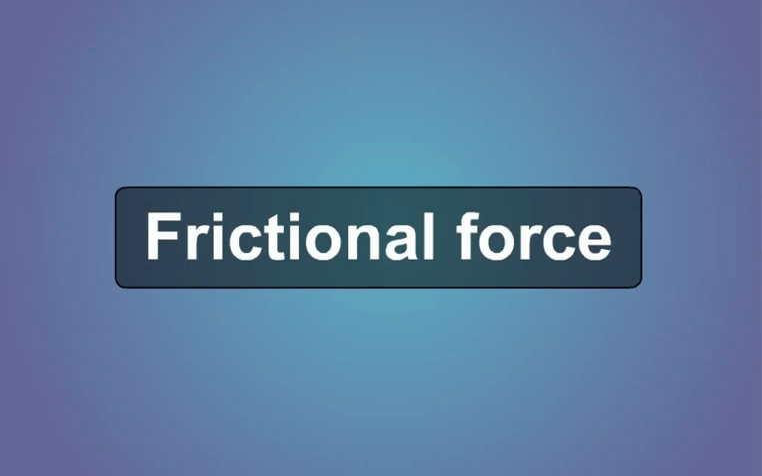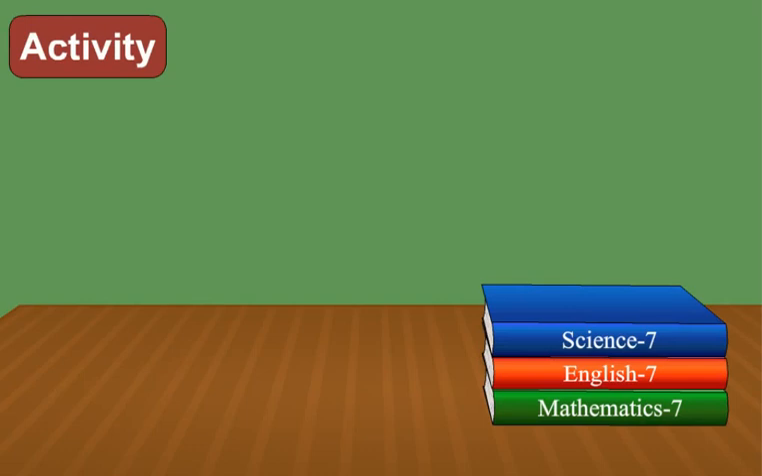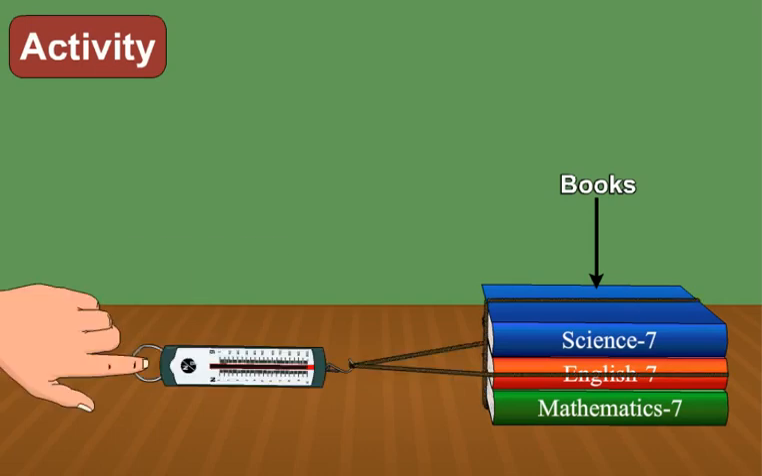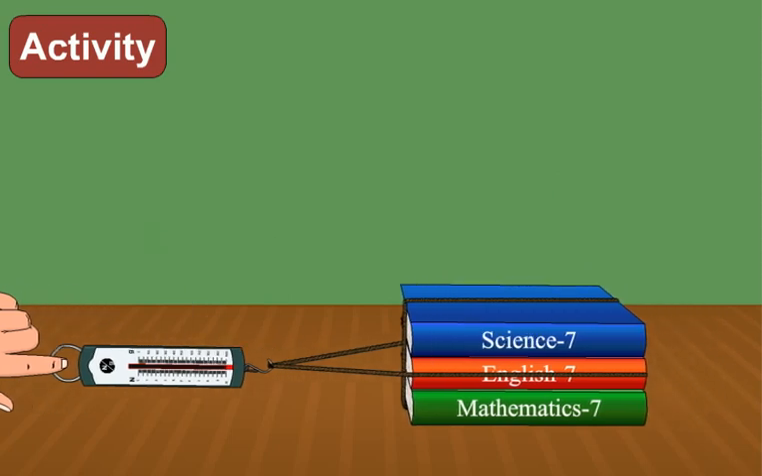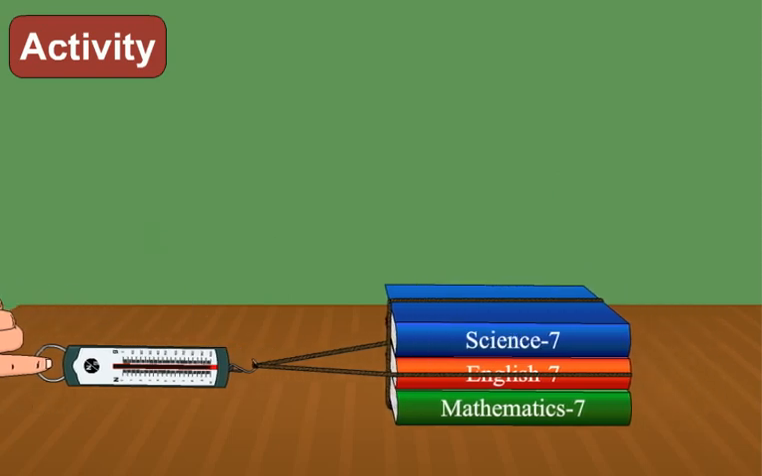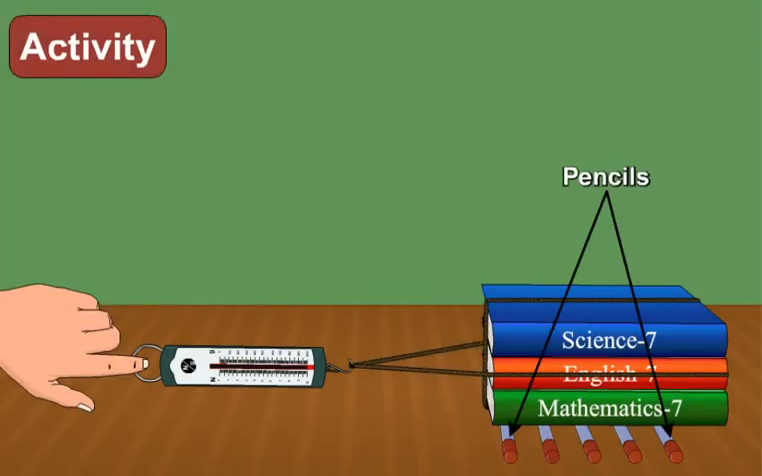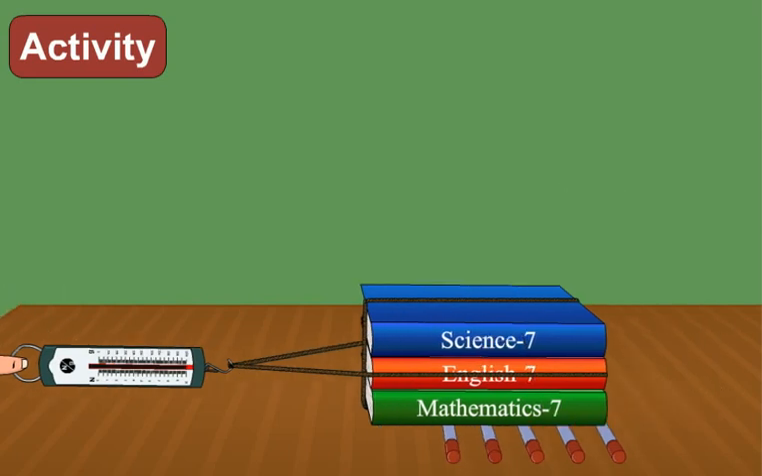After gravitational force, now let us perform another activity on frictional force. In this activity, keep 3 or 4 books, one above another, on a table. Pull the books using a spring balance. Now, insert some pencils at the lower surface of books and again pull the books. You feel it easier to pull the books after inserting the pencils, isn't it? What is its reason?